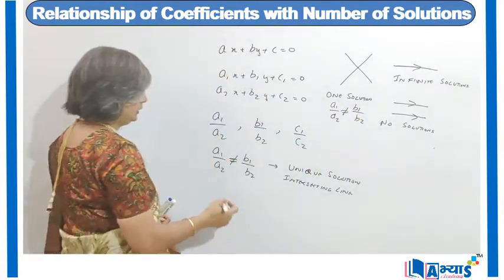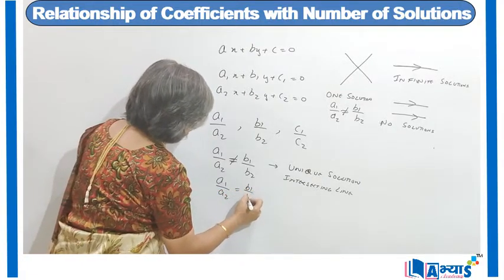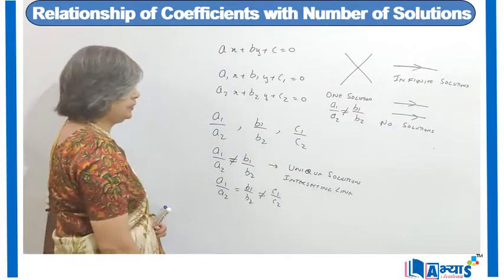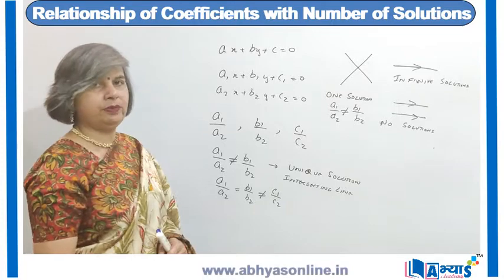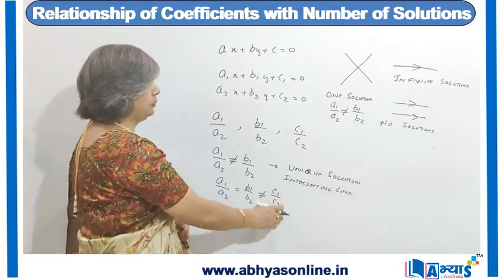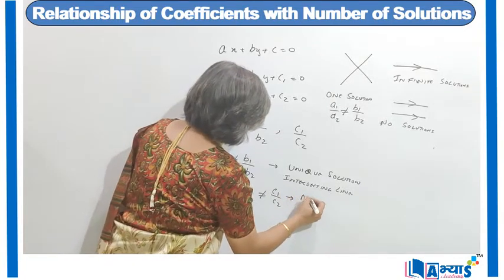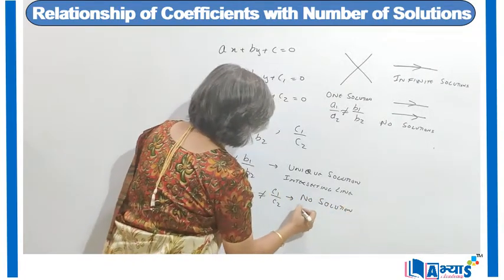So in the first case we can say that a1 upon a2 is not equal to b1 upon b2. In the second case, if a1 upon a2 is equal to b1 upon b2 but not equal to c1 upon c2, that means the ratio of a1 upon a2 is equal to the ratio of b1 upon b2, but it is not equal to the ratio of c1 upon c2. That means there is no solution, or parallel lines.